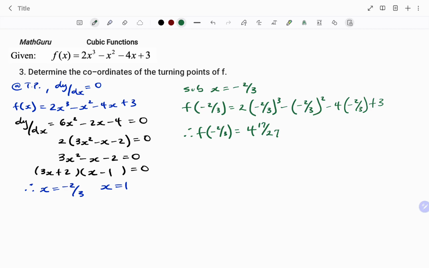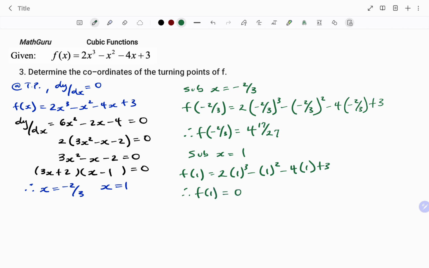I'm going to do the same for x equals 1. So I substitute x equals positive 1. My f of 1 will be equal to 2 times 1 cubed, minus 1 squared, minus 4 times 1, plus 3, and that will give us f of 1 equal to 0.